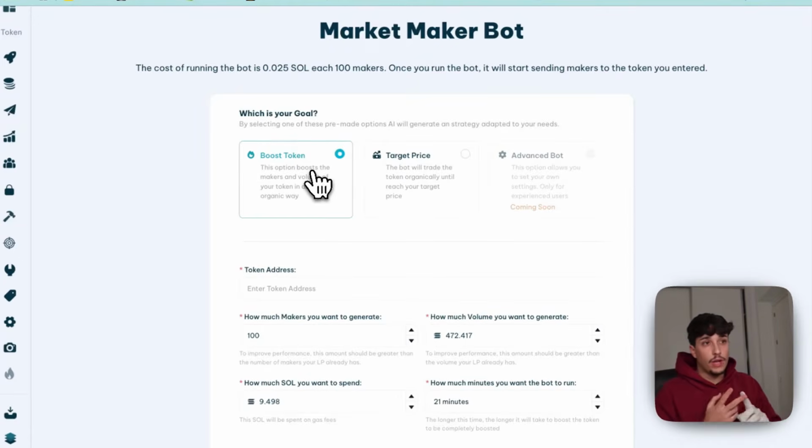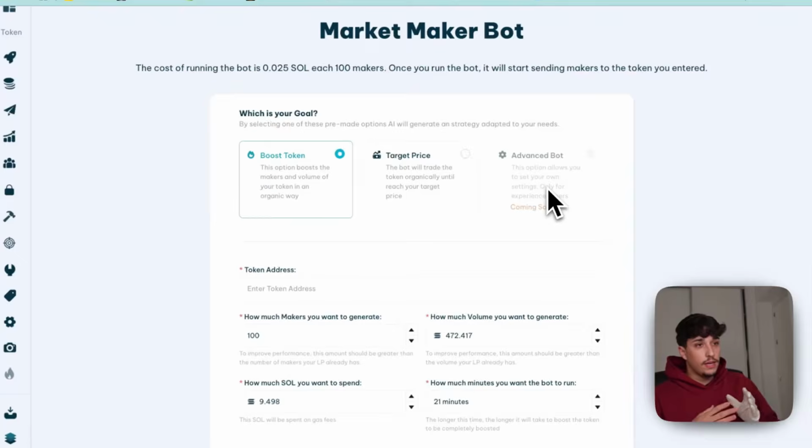We have the boost token and the target price. We also have an advanced bot that will be launched within some weeks. But I would only recommend this advanced bot if you have used the previous two options before, okay? Because you need more skills and more experience with that.